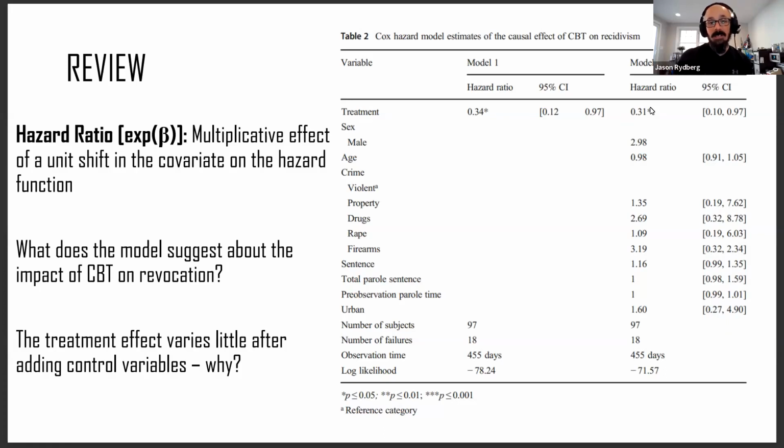Instead, this again is demonstrating what's beneficial about random assignment: once we've done this, assuming the sample's large enough, you can include any measured or unmeasured covariate, and it should not change this treatment effect. So again, very powerful design.